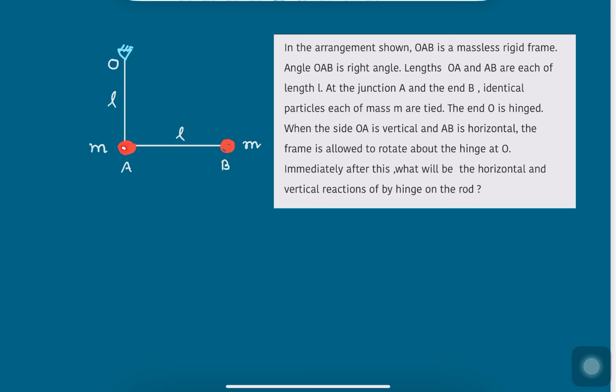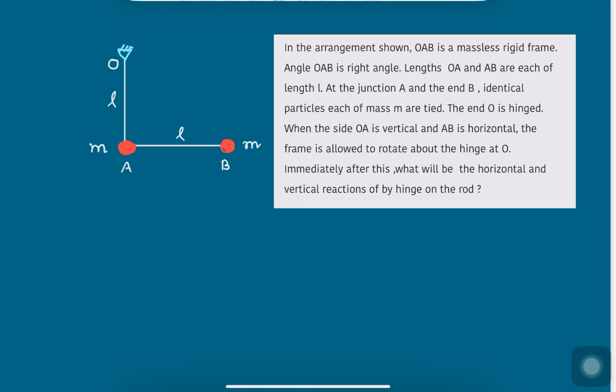To find the acceleration of these two particles, we should realize that this is a rigid body. And if there is a hinge in the body, if allowed to rotate, it will try to rotate about the hinge if there is some torque. तो यहाँ पे torque available है. There is a torque available about this point due to the weights of these two particles.